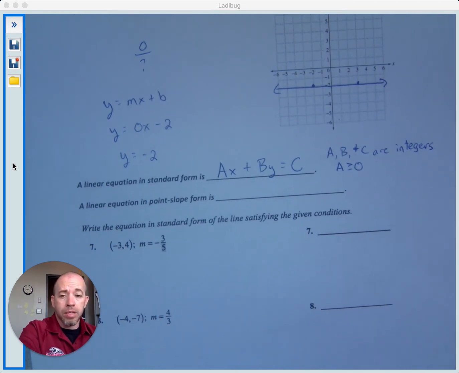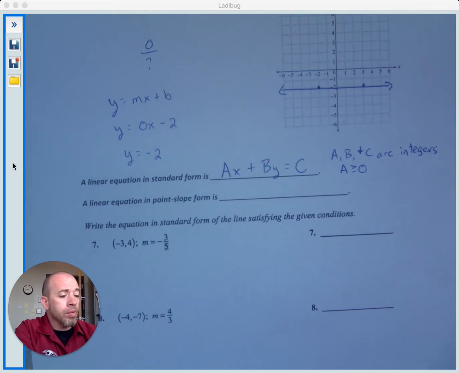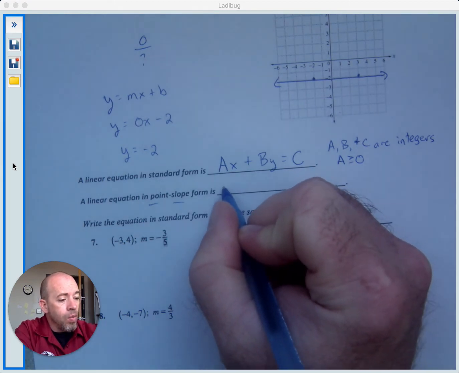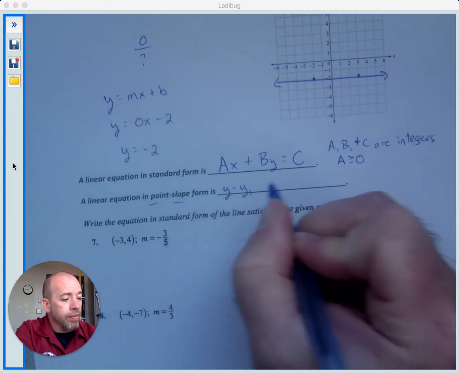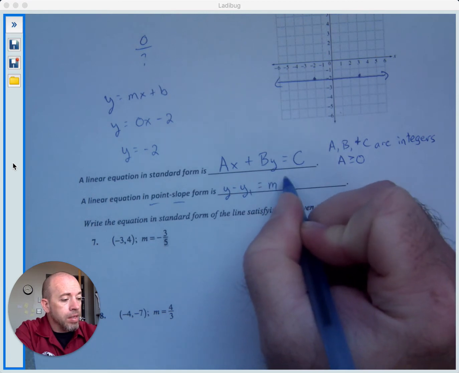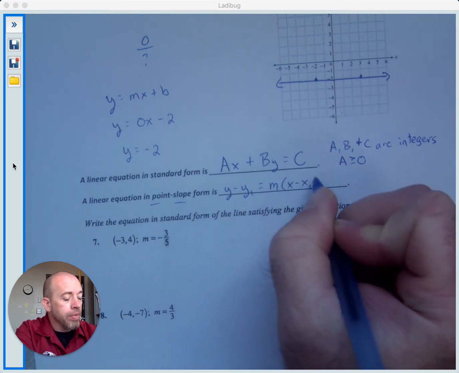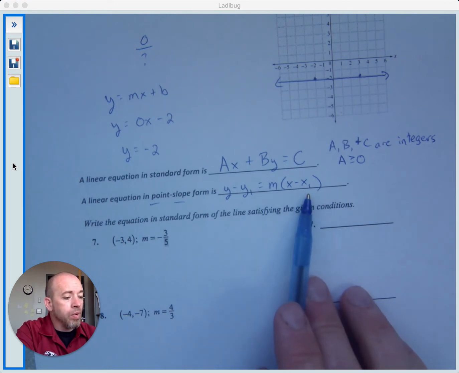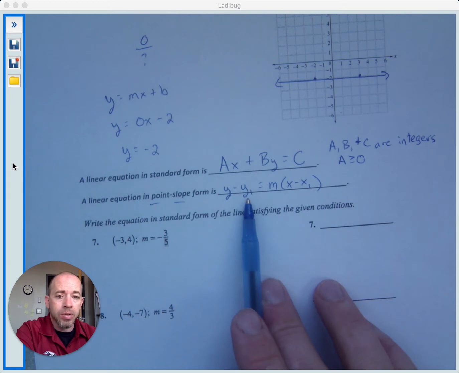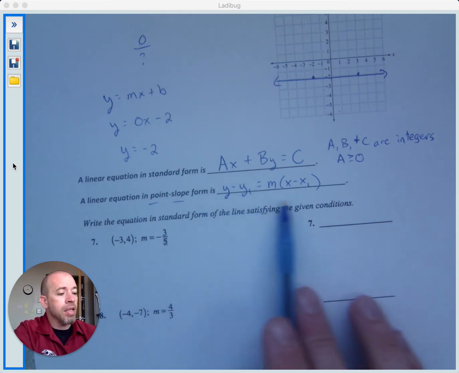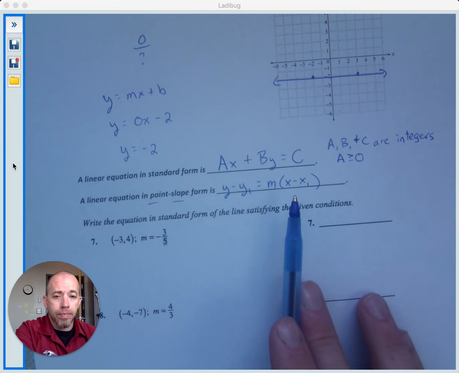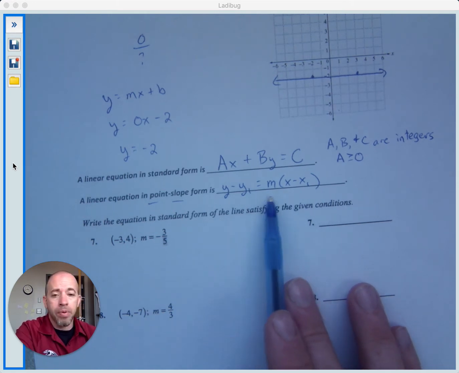There's another form that's very useful as well. It's called point-slope form. Point-slope form is y minus y1 equals m times x minus x1. Now in this form, m is the slope still, and (x1, y1) is a point that the line goes through. This form is very handy when you're finding equations of lines if you're given 2 points, or if you're given a slope and a point. Okay?